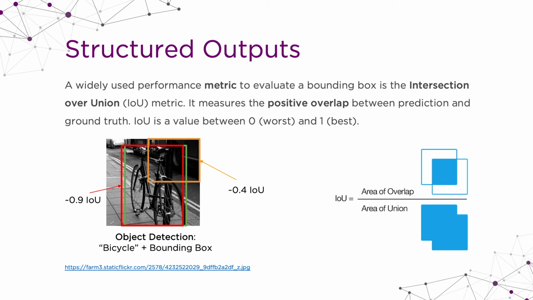If we took another box that might contain part of the bicycle but not most of the bicycle, this would be a, quote-unquote, bad overlap. So now we would have, for example, 0.4 IOU. We got some of the box but not all of the box. So this is a way to evaluate how well our boxes have performed.